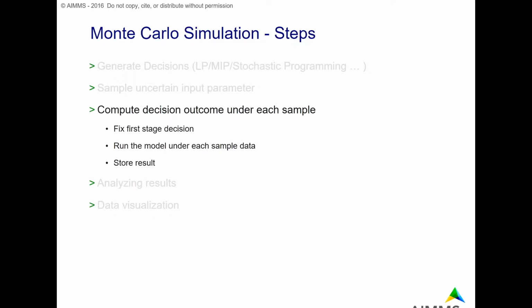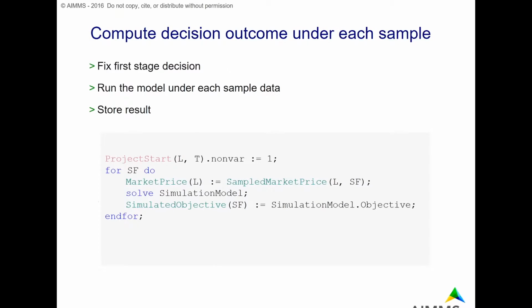The results could be all the decisions, or, more sensibly, probably the objective function. So here is the code. We execute those steps. You see the first line, project start dot nonvar equals 1. That's to fix all the project start decisions, the first stage decision. So once we decide the project will start, that cannot be changed.